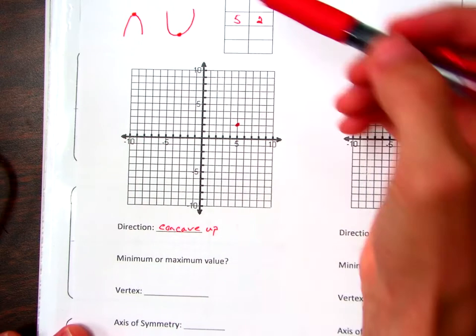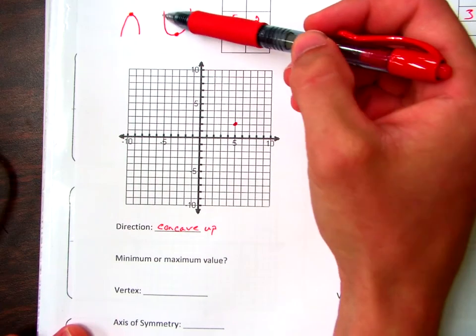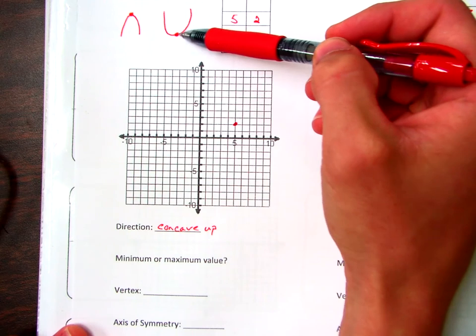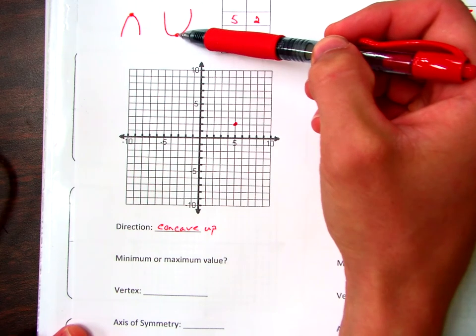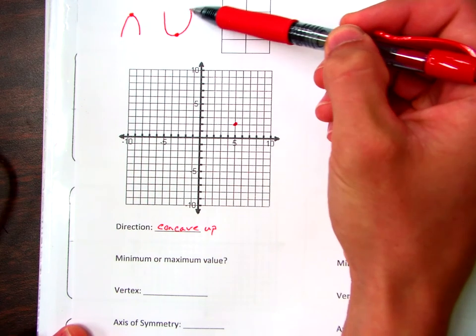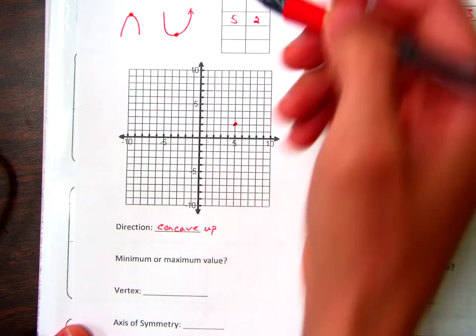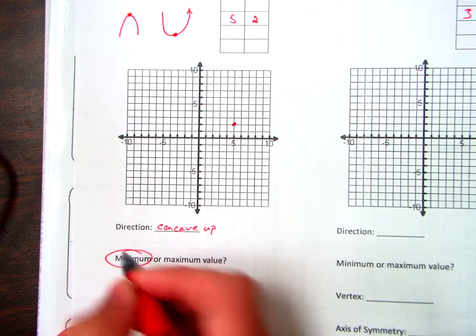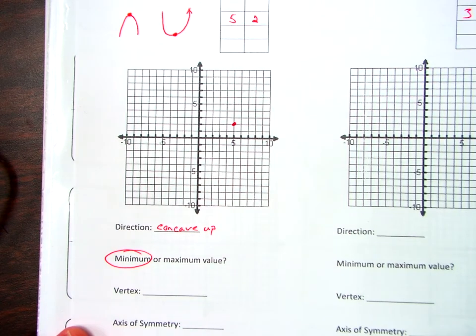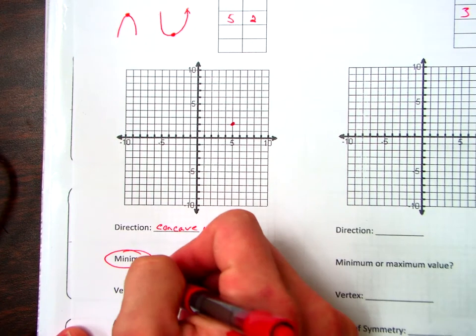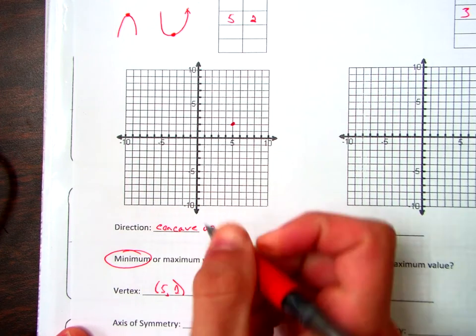And if it's concave up, like this picture that you see right here, then you're going to have a minimum point. There is no maximum because this is going to keep going up forever. No maximum, but in this case there is a minimum point. So we already talked about the vertex. That was at 5, 2.